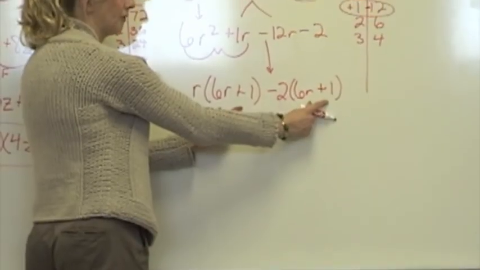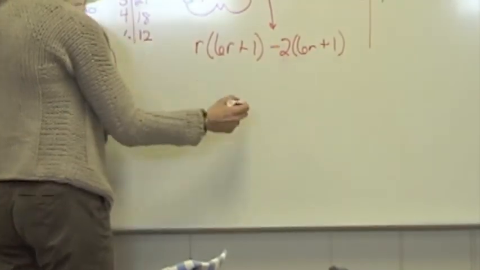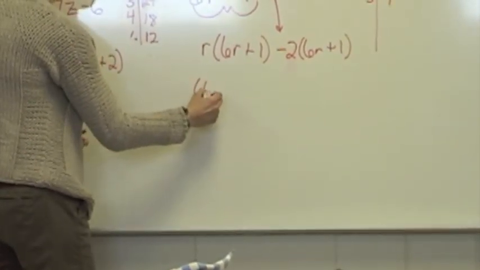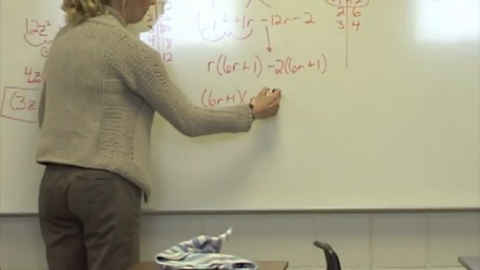Checking to make sure I'm on the right track. Since 6r plus 1 matches the 6r plus 1, I am. So I'm going to factor that out to have a final answer of 6r plus 1 times r minus 2.